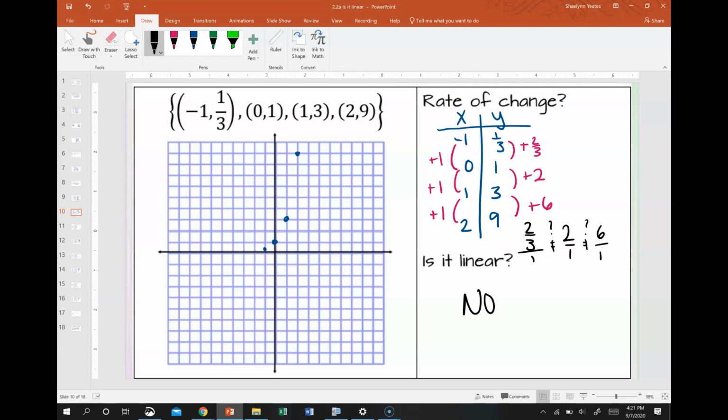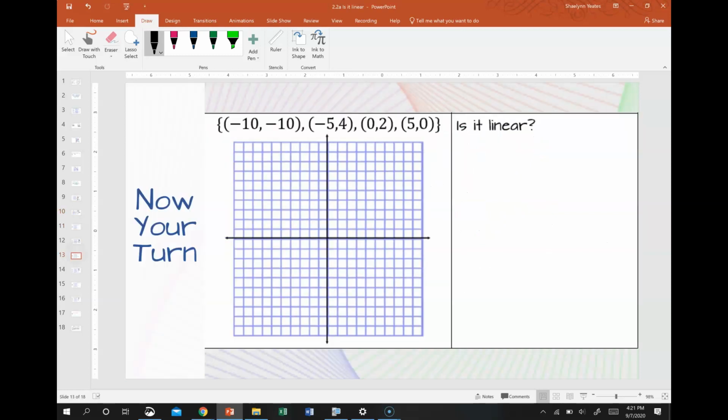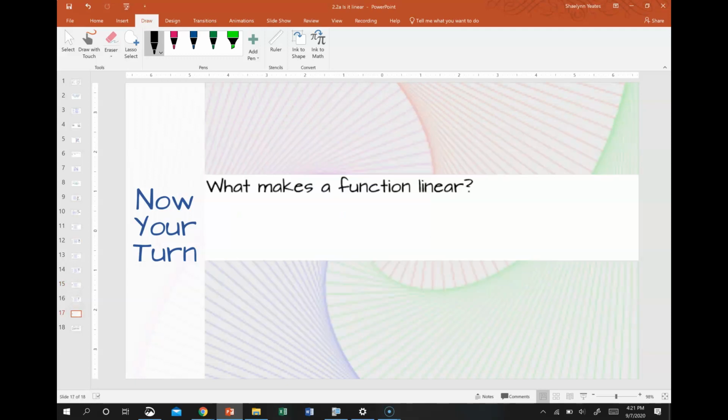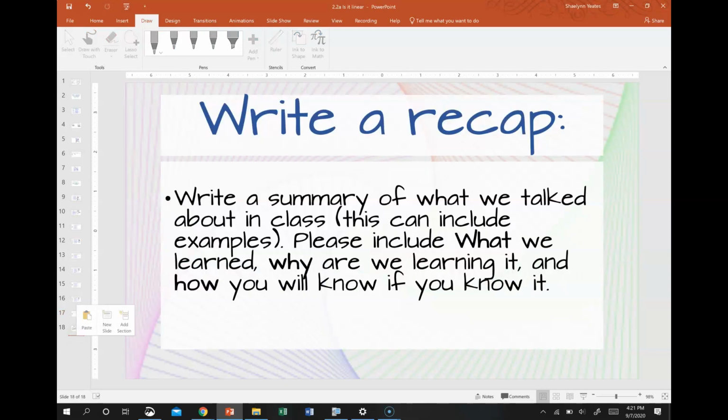Alright, so that's what you're doing for the rest of today: you're just graphing it, setting up a table, seeing if that relationship between the change in y and the change in x is the same. So you're going to do that for these ones, and these ones, and these ones. And then you're going to write what makes a function linear. I told you at the beginning. You've gone over it a lot. Hopefully you know. And then write your summary, and you are done for today.